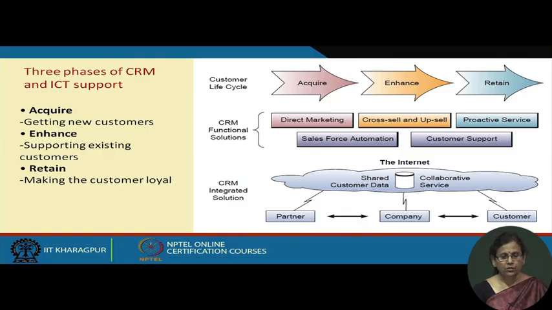Now, in order to maintain these 3 phases, the CRM software provides these 5 functionalities as we have told you: direct marketing, cross sell and upsell, proactive service, Salesforce automation, and customer support. These are the CRM functions which are provided to these 5 areas. Then, to provide this, you have to provide a collaborative service connecting the data from the company, from the customer, from the platforms, and you have to have a number of analytical tools to guide you.